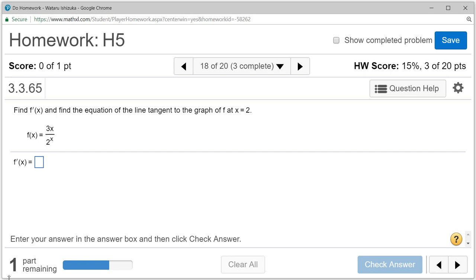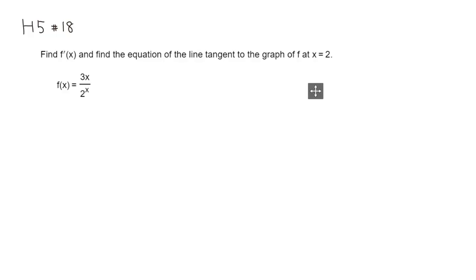All right, let's look at homework 5, problem number 18. Let's find this derivative first. I'm going to use the quotient rule here. You have f prime of x equal to, so there's this 3 here. I'm going to pull it out. So 3 is just sitting there.